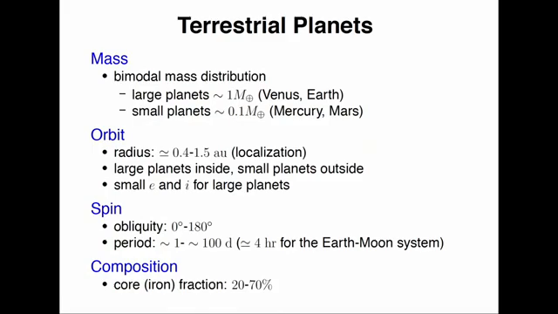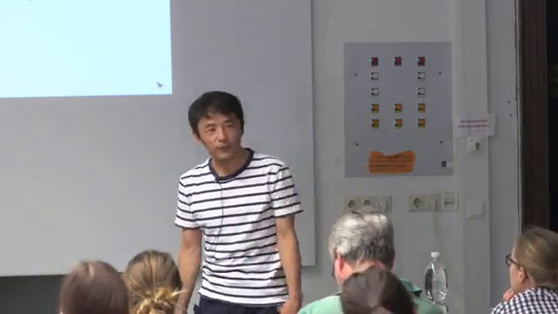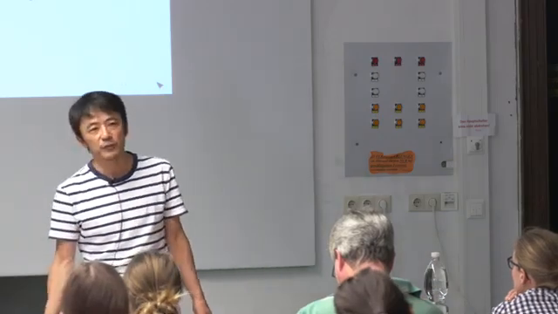And compositions are also different, especially Mercury is different from the others. So these are important properties of terrestrial planets that we would like to explain.